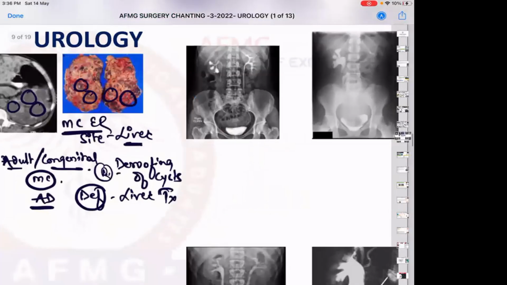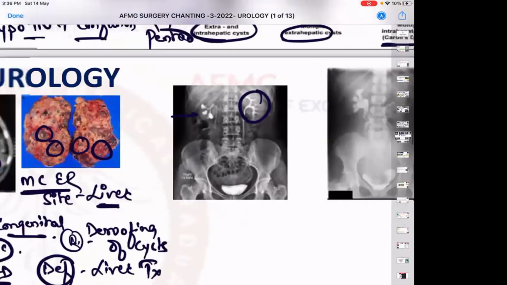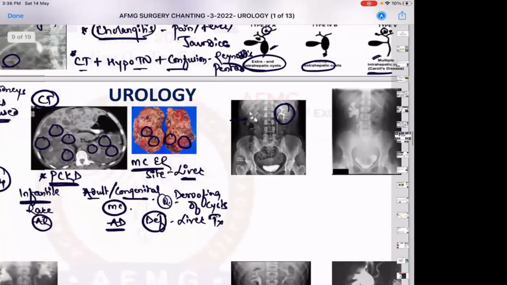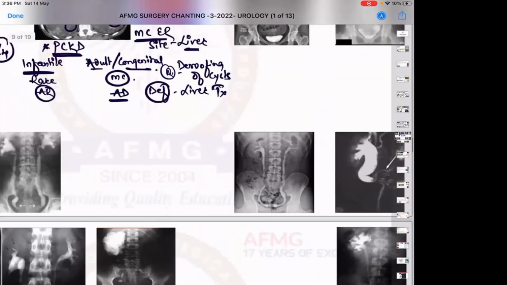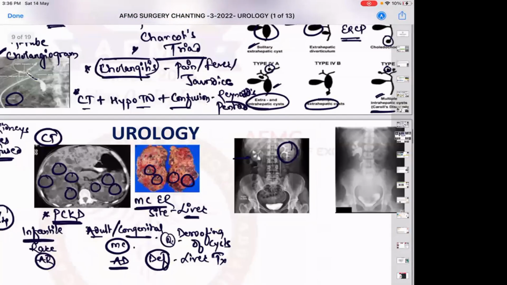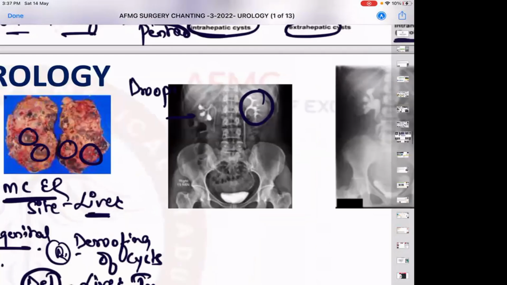Please remember this now. Next, what is this sign called as? Here you can see the renal pelvis appears to be normal, but here the renal pelvis does not appear to be normal. What is this sign called as, anybody? Very good, very good. So here it is called as the drooping lily sign. कौन सी sign है ये? This is the drooping lily sign.